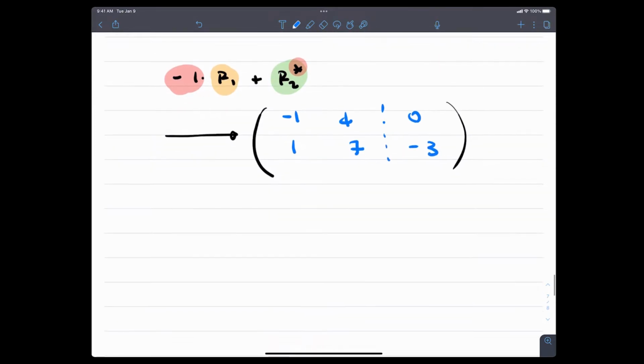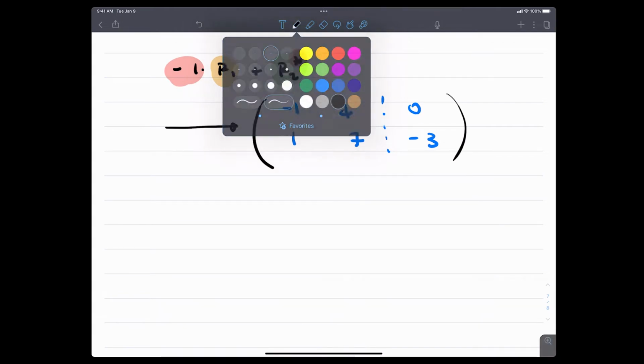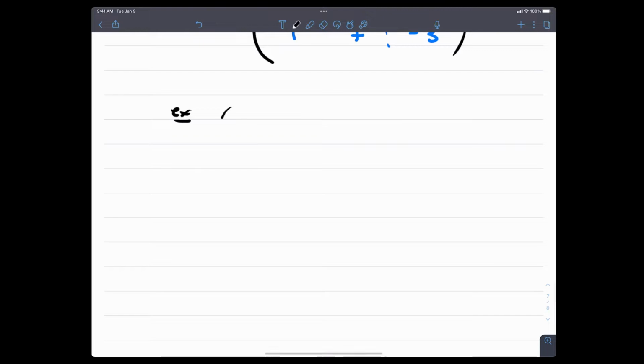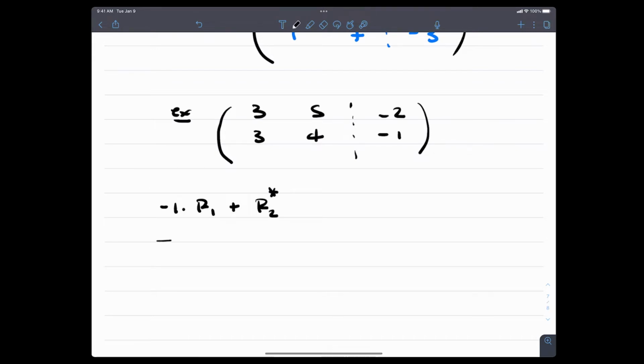You want to see one more? Let's give you one more, ladies and gentlemen. I'm going to say here you have 3, 5, negative 2, 3, 4, negative 1. Take negative 1 times row 1 and add it to row number 2.